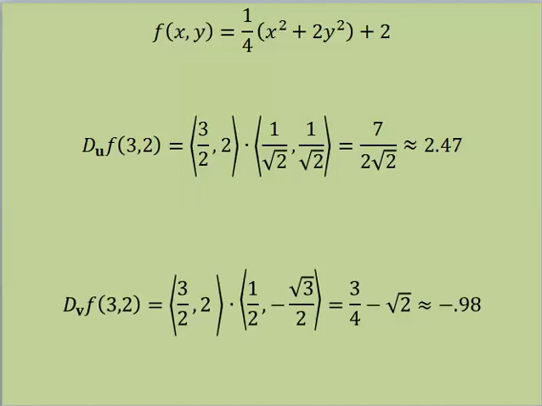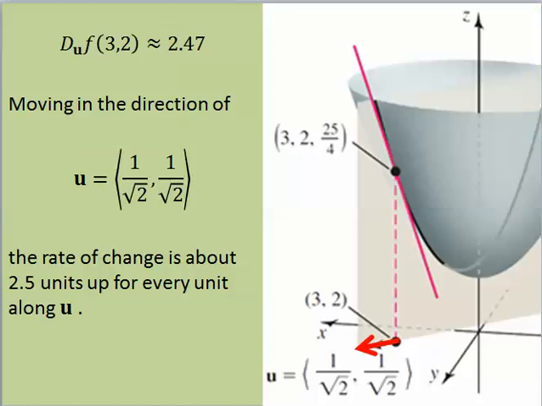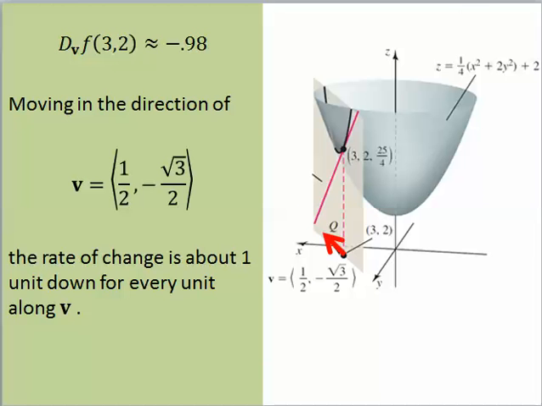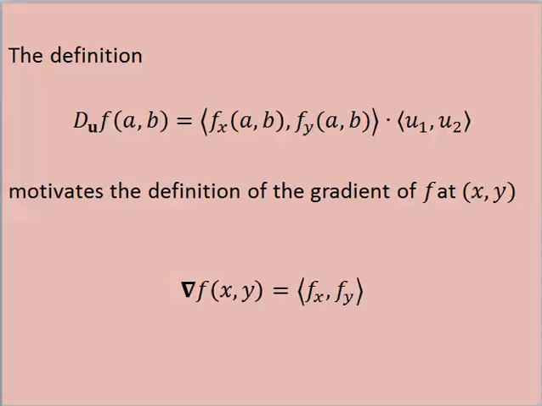Depending on which direction we travel, the rate of change of elevation is different. Moving in the direction of u, the rate of change is about 2.5 units up for every unit along u. Moving in the direction of v, the rate of change is about 1 unit down for every unit along v.